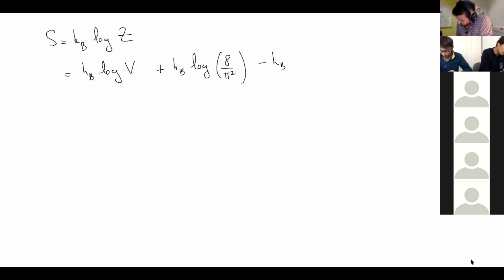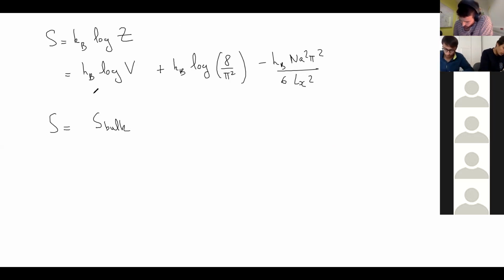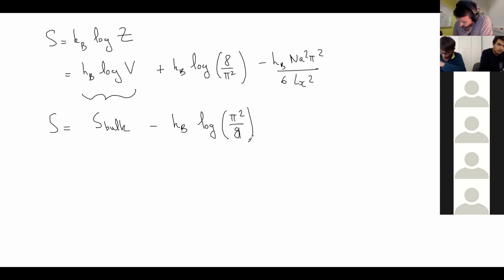Here we go, and what is inside is n squared a squared over 6 Lx squared, if I didn't forget anything. All right, so I can just say S is equal to S bulk, which is this guy, plus or minus, I should do something, a constant. And I put it this way so that the sign is obvious. Pi squared over 8. And something positive with a minus sign in front. So in a sense, I'm pretty sure that this is inferior to S bulk.